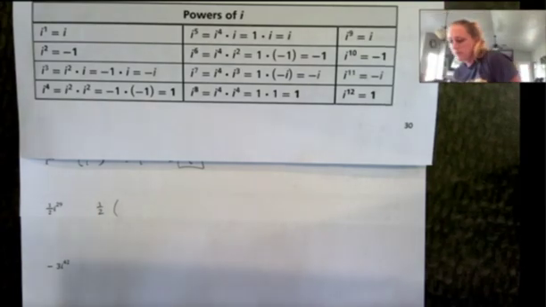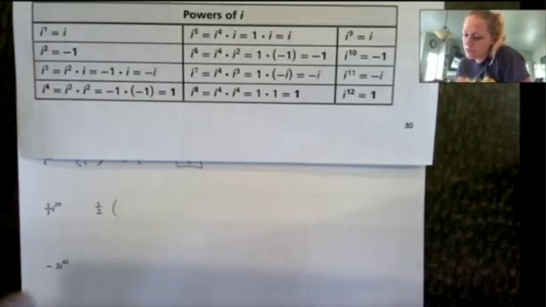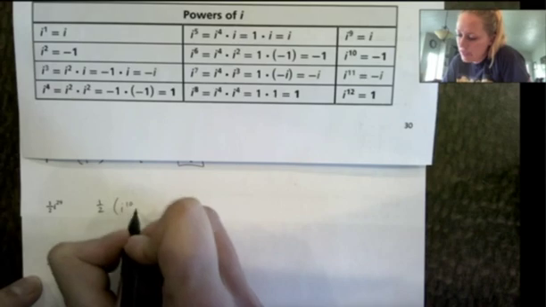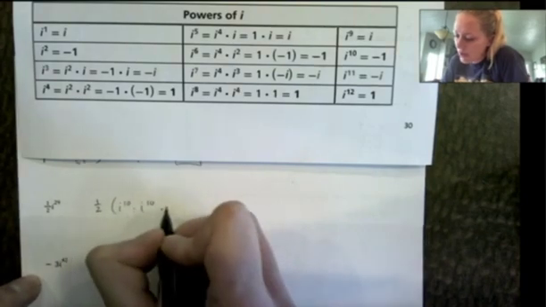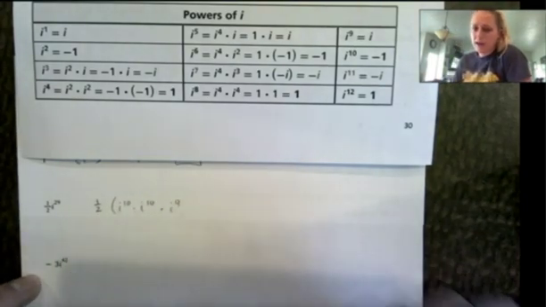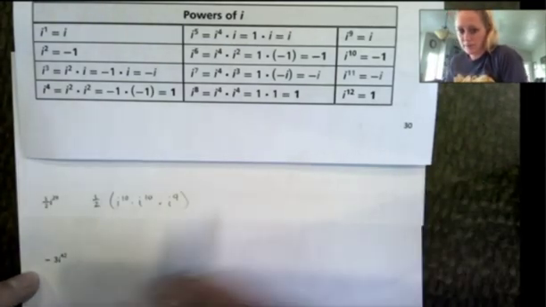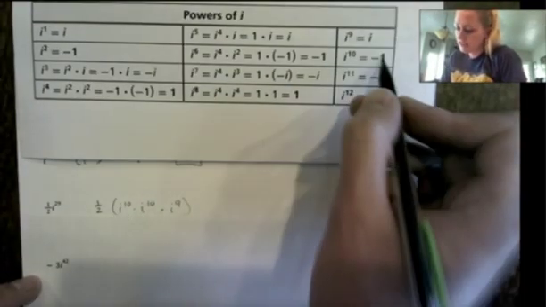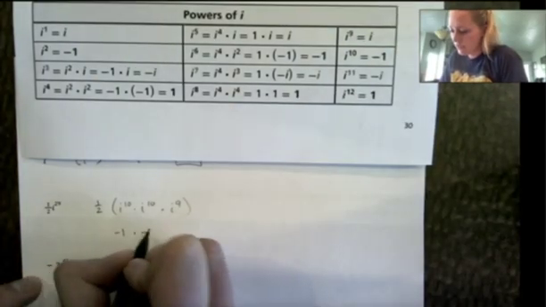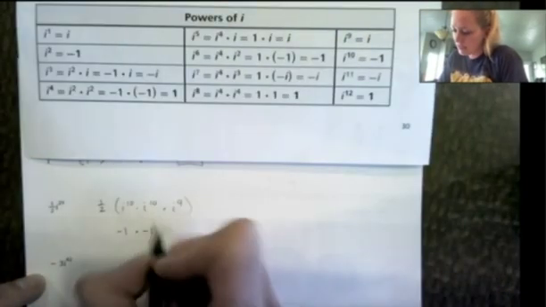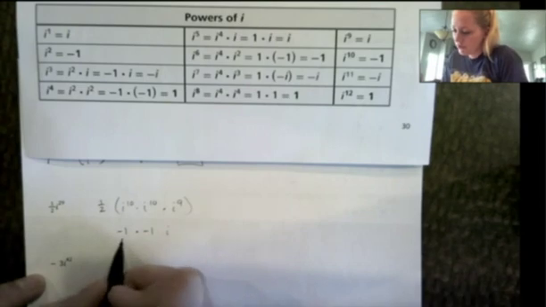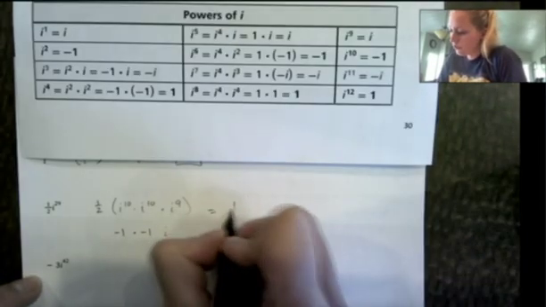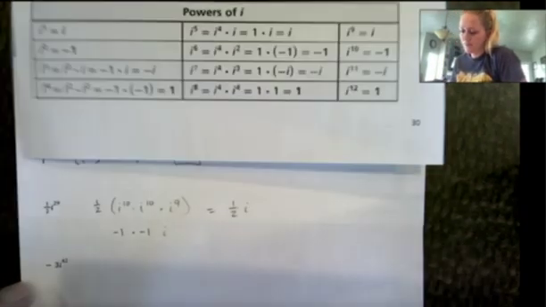Okay, so here I'm gonna do i to the 10th, i to the 10th, i to the 9th. Okay, because those are all values in my table. And 10 plus 10 plus 9 is 29. So i to the 10th is negative 1 times another negative 1, and i to the 9th is i. So I have negative 1 times negative 1, which is 1. 1 times i is i. So this is the same as 1/2 i.